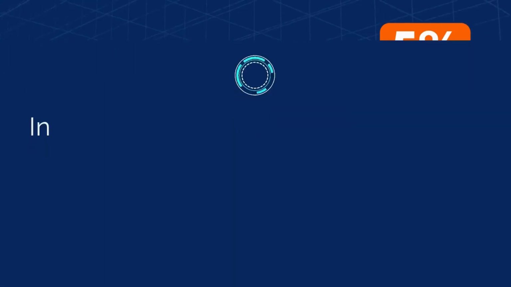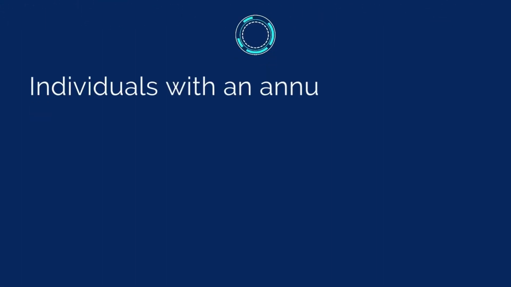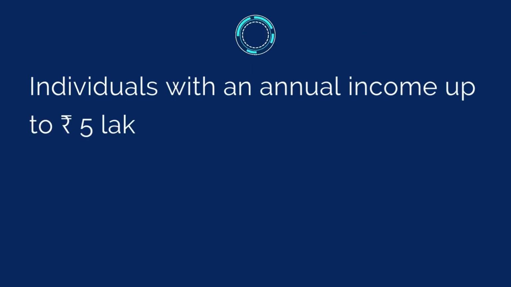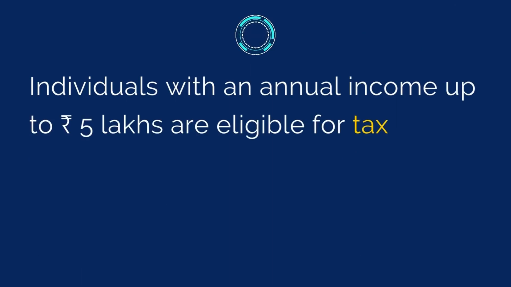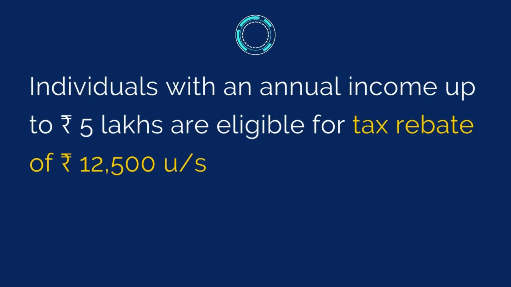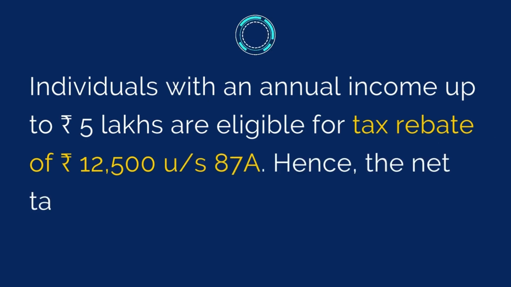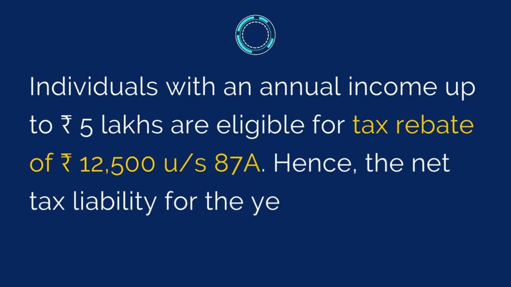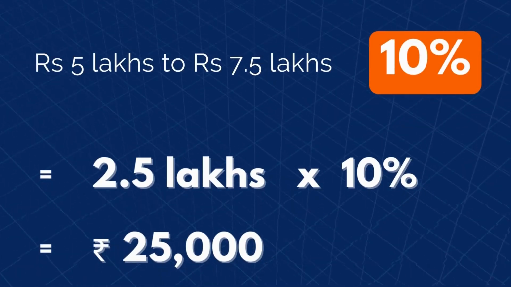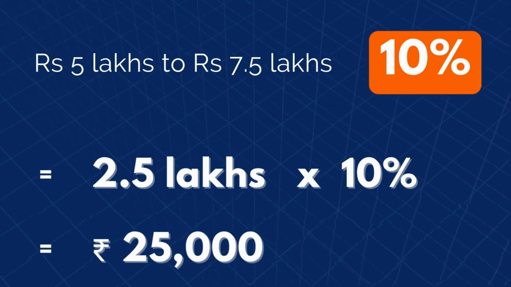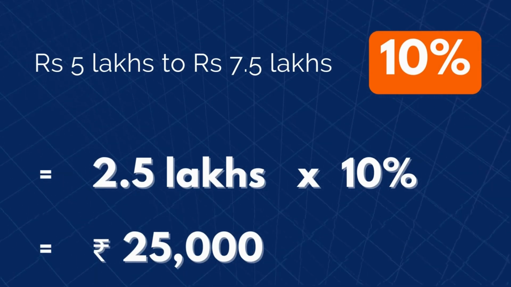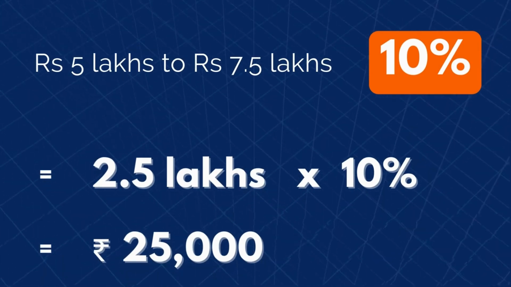rupees. Please note that individuals with an annual income up to 5 lakhs are eligible for a tax rebate of 12,500 rupees under Section 87A. Hence, for an individual with an annual income up to 5 lakhs, the net tax liability for the year will be nil. On any income between 5 lakhs to 7.5 lakhs, you will have to pay 10% tax, which amounts to 25,000 rupees.